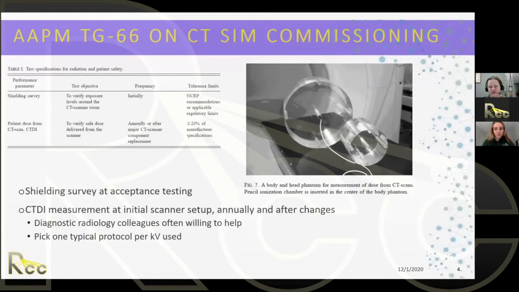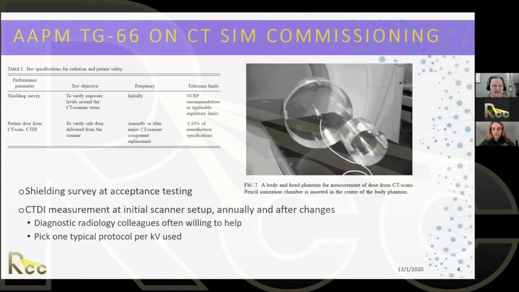Typically these phantoms look like big cylinders with spaces for a 10 cm ion chamber. In some places where I've worked, radiation oncology did not have these devices. We use them once a week, once a year.